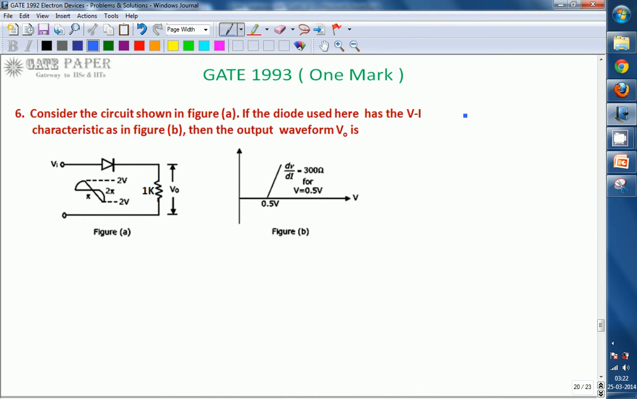We are discussing the GATE 1993 EC paper. This is one more question related to electronics. Consider the circuit shown in figure A. If the diode used here has VI characteristics as shown in B, then the output waveform V0 is. So you must draw the output waveform V0 for the given input waveform.